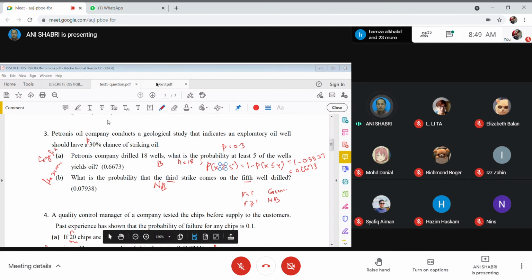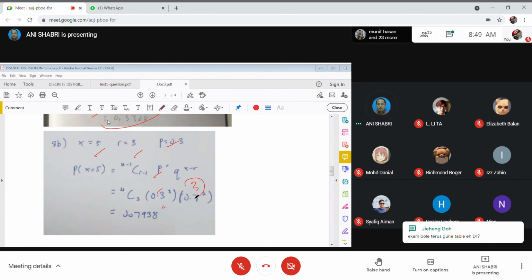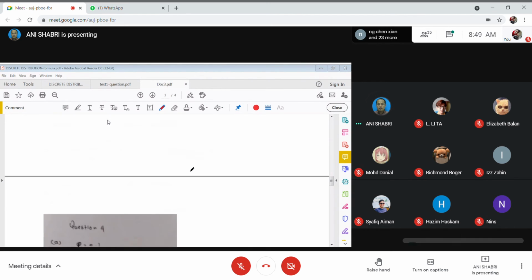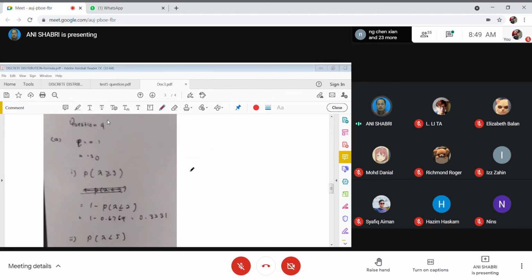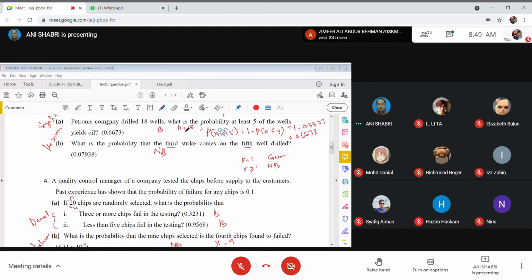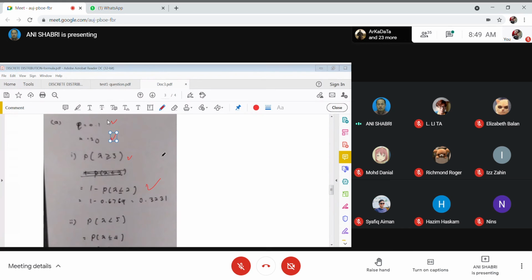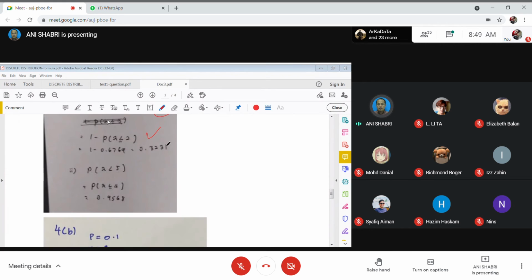Okay, looks at figure 3B. Okay, 3B, okay, this one, X is 5, R is 3, P 0.5, we can get 3 marks. Okay, number 4, quality, N is 20, P is 0.1, from here you can straightforward using the table, 3 marks. Okay, normally this one is 2 marks. Okay, this one, okay.